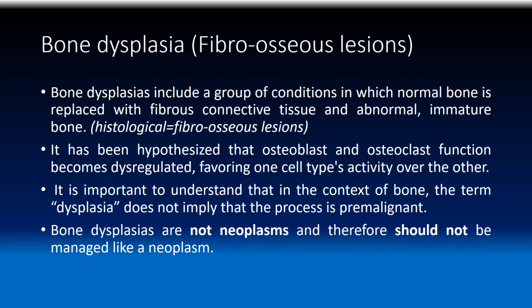When it comes to bone dysplasia, these include a group of conditions in which normal bone is replaced with fibrous connective tissue and abnormal immature bone. Histologically, the term used is fibro-osseous lesions. It has been hypothesized that osteoblast and osteoclast function becomes dysregulated, favoring one cell type's activity over the other. It is important to understand that in the context of bone, the term dysplasia does not imply a pre-malignant condition or process. Bone dysplasias are not neoplasms and therefore should not be managed like a neoplasm.